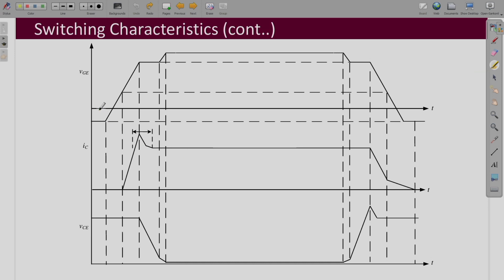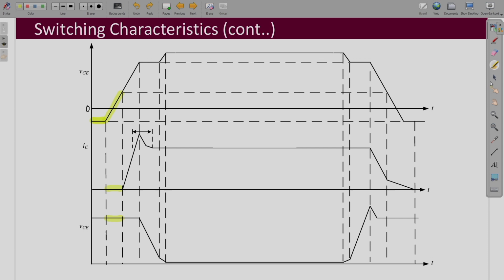Before turn on, let us say a negative voltage is applied in the gate emitter. So, this is your 0 over here, and a negative voltage is there before the IGBT is given any gate pulse. Then as it is given a gate pulse, this negative voltage starts to reduce and then it increases and reaches a certain point. During that period, what we observe is that the collector current is 0.